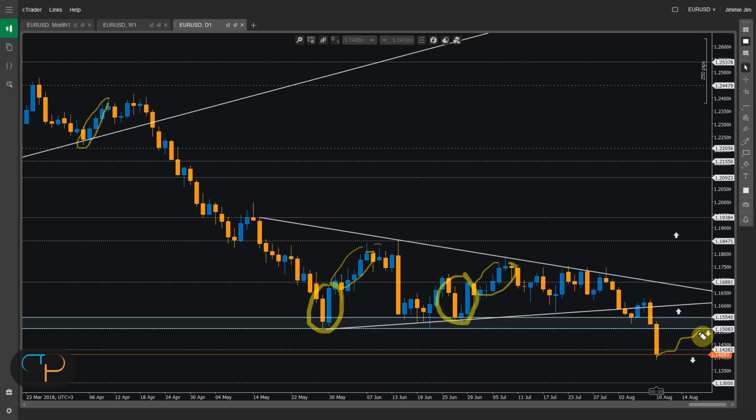here at this 1.1508, which is the technical correspondent of the psychological level 1.15, I would expect it to confirm this zone here as a resistance, and from there I would sell. So any bearish pattern for me here would be a confirmation.